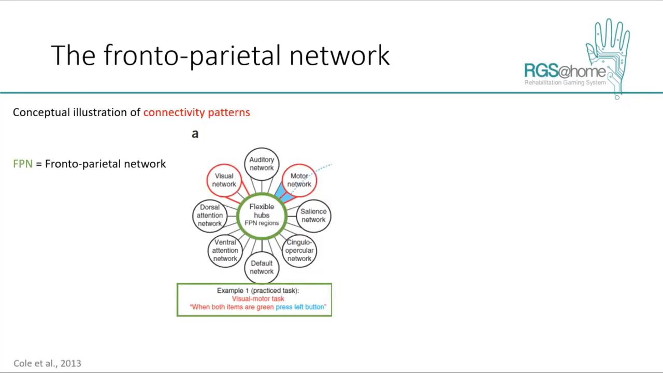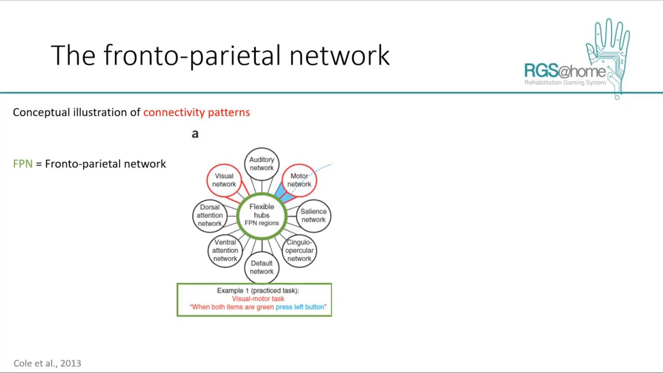In order to accommodate a variety of cognitive tasks, the frontal parietal network changes its functional connectivity with those networks that are more task-specific and static. This flexible change in connectivity patterns appears to aid rapid acquisition of novel tasks. For instance, if the subject is asked to press a button when two items are green, the frontal parietal network appears to establish connectivity patterns with the visual and the motor network.